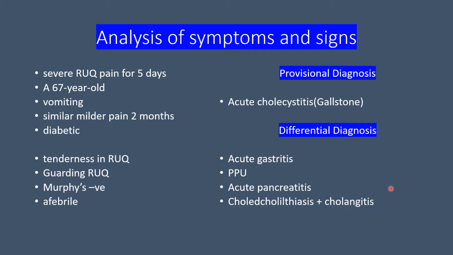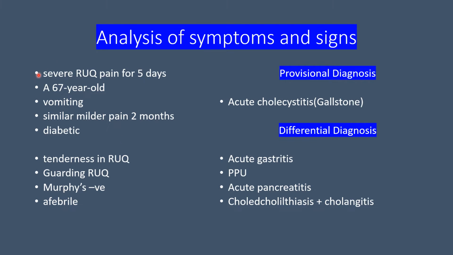Now we come to the analysis of the symptoms and signs in the patient. These are the symptoms: severe right upper quadrant pain for 5 days. He's an elderly man, 67 years old, associated with vomiting and similar episodes twice in the last 2 months. He's a diabetic. Examination: there's tenderness in the right upper quadrant with guarding, Murphy sign negative, and he is afebrile.